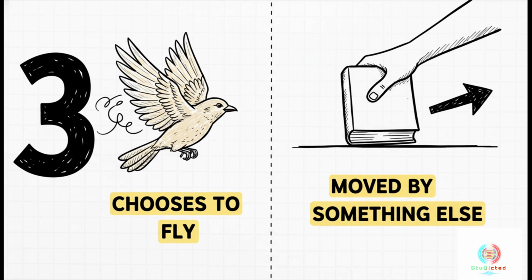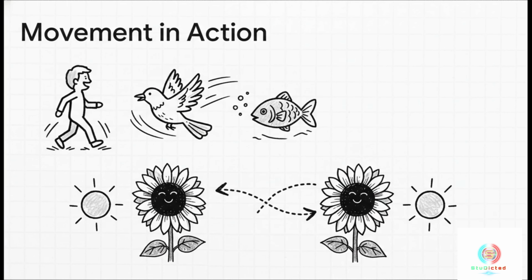Number 3. Living things can move on their own. They've got their own control center, their own motivation. A book is only going to move if an outside force, like your hand, moves it. But a bird, it decides all by itself when and where it wants to fly. And this just shows you the incredible variety of movement out there. Humans walk and run, birds fly, fish swim. But here's a super cool fact a lot of people miss. Plants move too. Now, they might not be running a marathon, but a sunflower will literally turn its head all day long just to follow the sun across the sky.